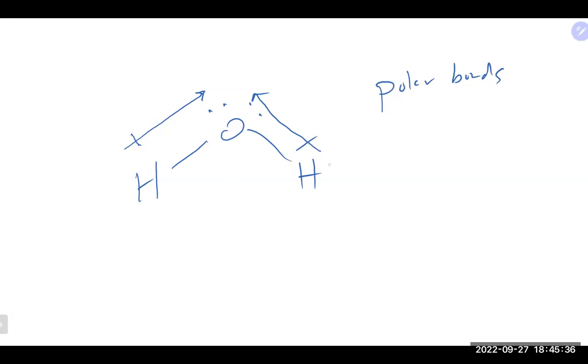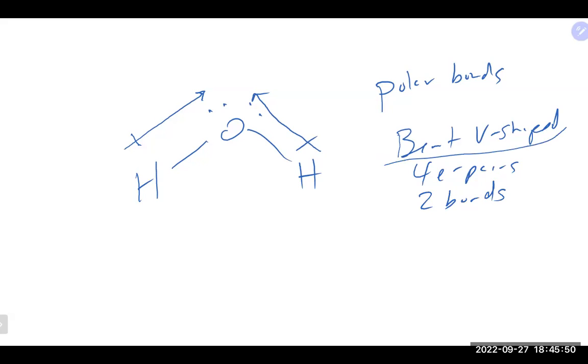Now we want to think about the geometry here. Geometry of water is bent or V-shaped, right? It's got 4 electron pairs and 2 bonds. So that is our bent or V-shaped. So what we have in this particular case is this V-shaped geometry sort of drawn. And we got a polar bond coming this way, kind of meeting at the top, almost like if you had a string on top and you pulled, right? The whole thing would kind of move.